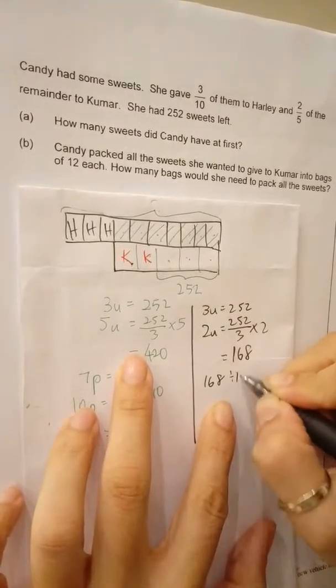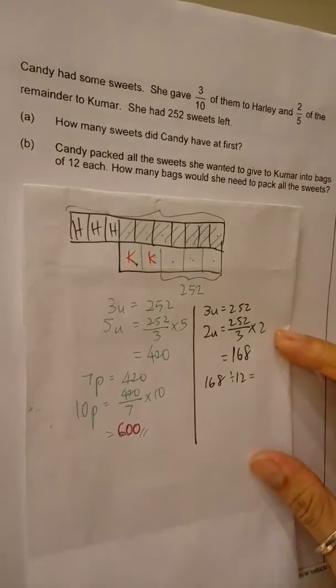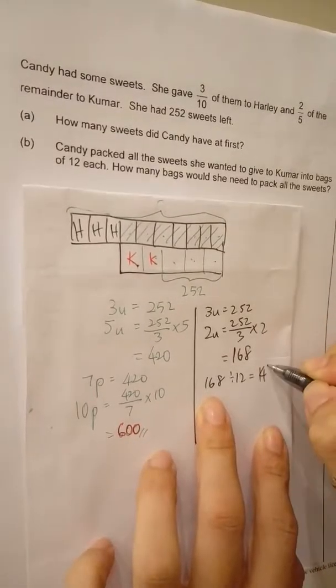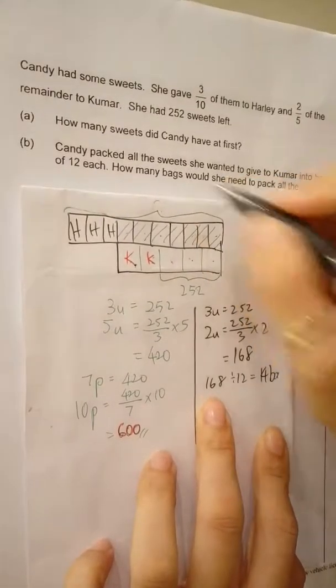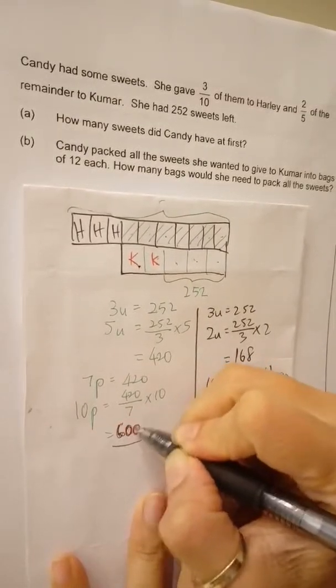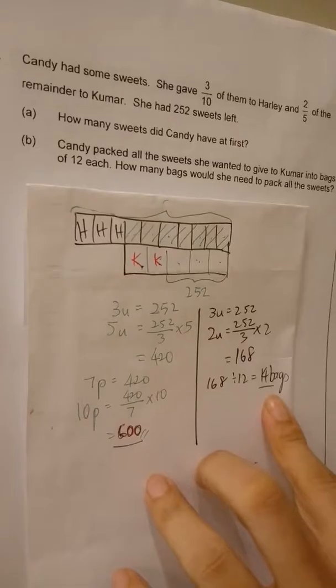I'm going to pack them into bags of 12. 168 divided by 12. Bags of 12. How many bags would you get? This is pretty straightforward. 14 bags. Answer: 14 bags. So just now it's 600, now it's 14 bags.